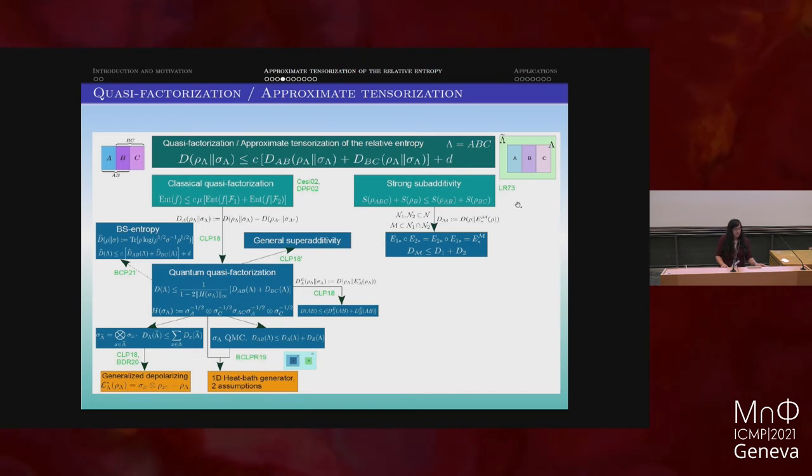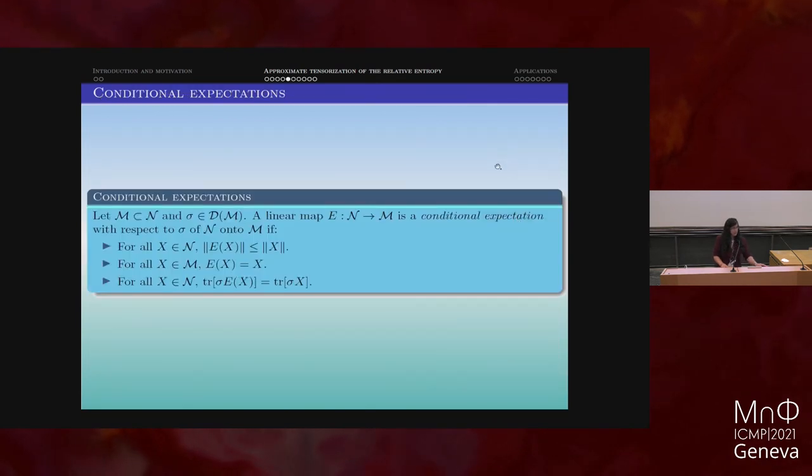And before doing that, since we are going to use this definition for a conditional relative entropy, which is given in terms of a conditional expectation, I'm going to remind you what a conditional expectation is. So if we have two von Neumann algebras, M and N, such that M is a subalgebra of N, and we have a state in the small one, a linear map from the big one to the small one, we say that it is a conditional expectation with respect to this state if it satisfies these three properties. This is one of the possible equivalent definitions.